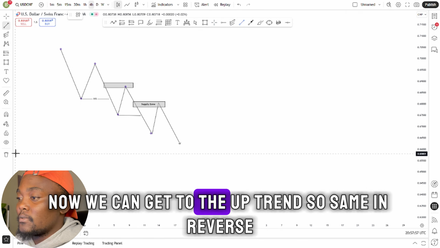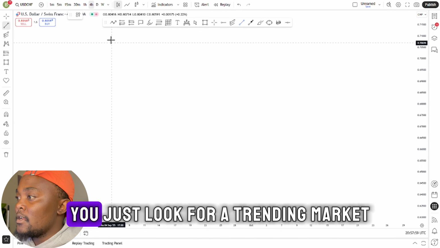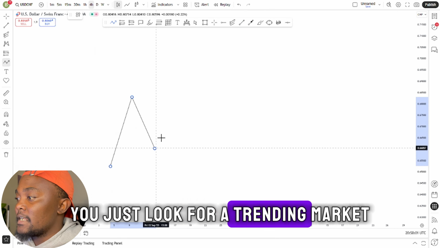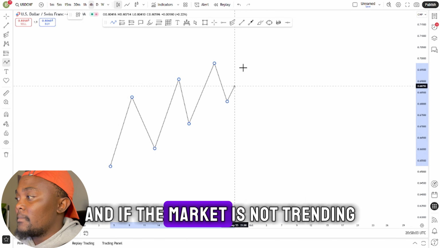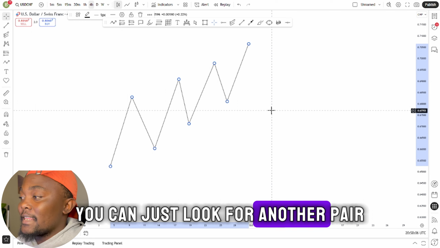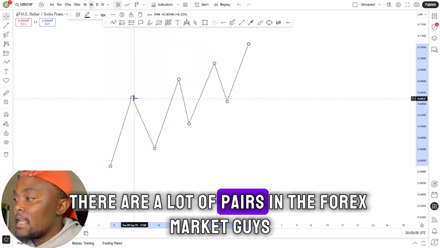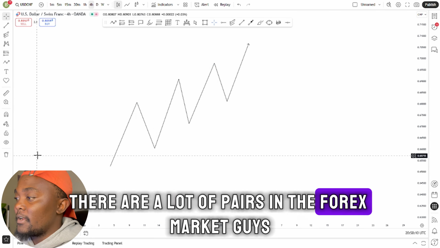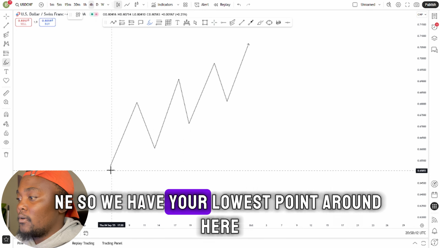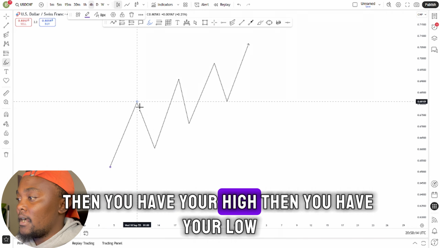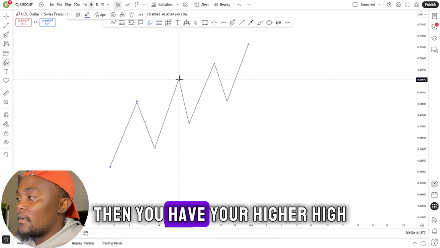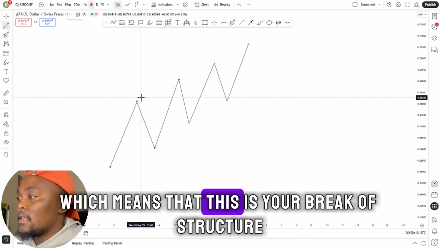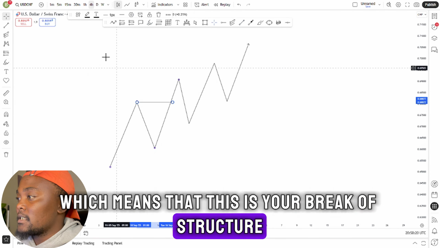Now we can get to the uptrend. Same in reverse, you just look for a trending market, and if the market is not trending, you can just look for another pair. There are a lot of pairs in the forex market, guys. So we have your lowest point around here, then you have your high, then you have your low, then you have your higher high, which means that this is your break of structure, just like this.